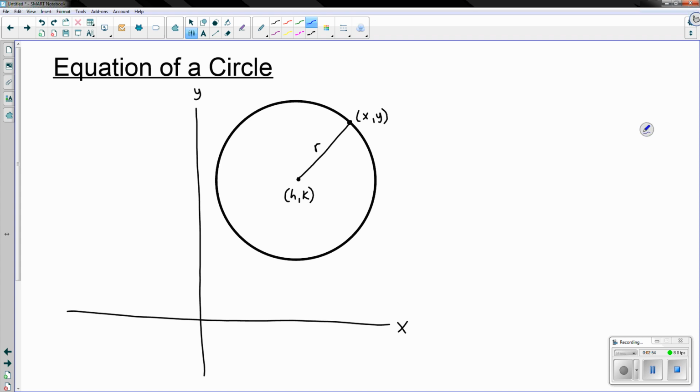So that's what we're going to do. We're going to write an equation that calculates the distance from the center to a point on the circle, which would be synonymous with the radius, and we know a radius defines a circle. So how do we find the distance between 2 points? Let's form our right triangle.